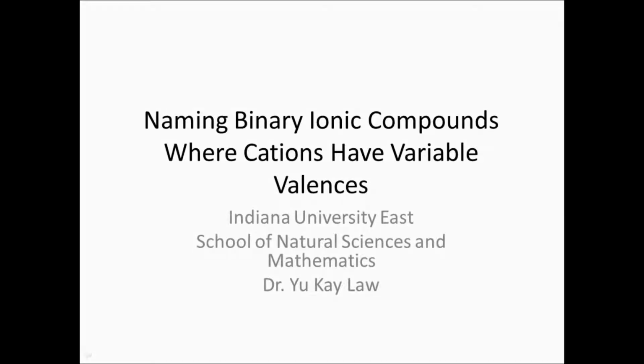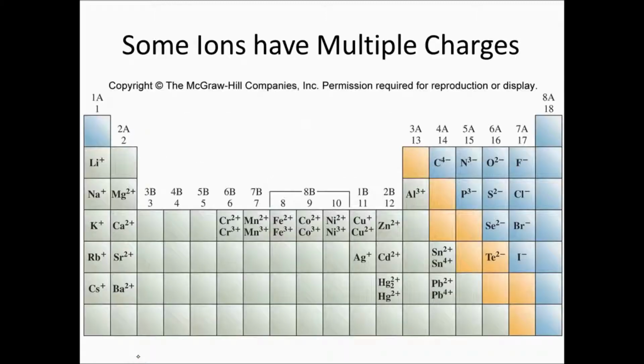Naming binary ionic compounds where cations have variable valencies. So this is the periodic table where common charges for ions are listed. Now, for anions, so far it's fairly straightforward. Every ion has a definite charge, and you can figure these out using the octet rule. For cations, however, it is not so simple.